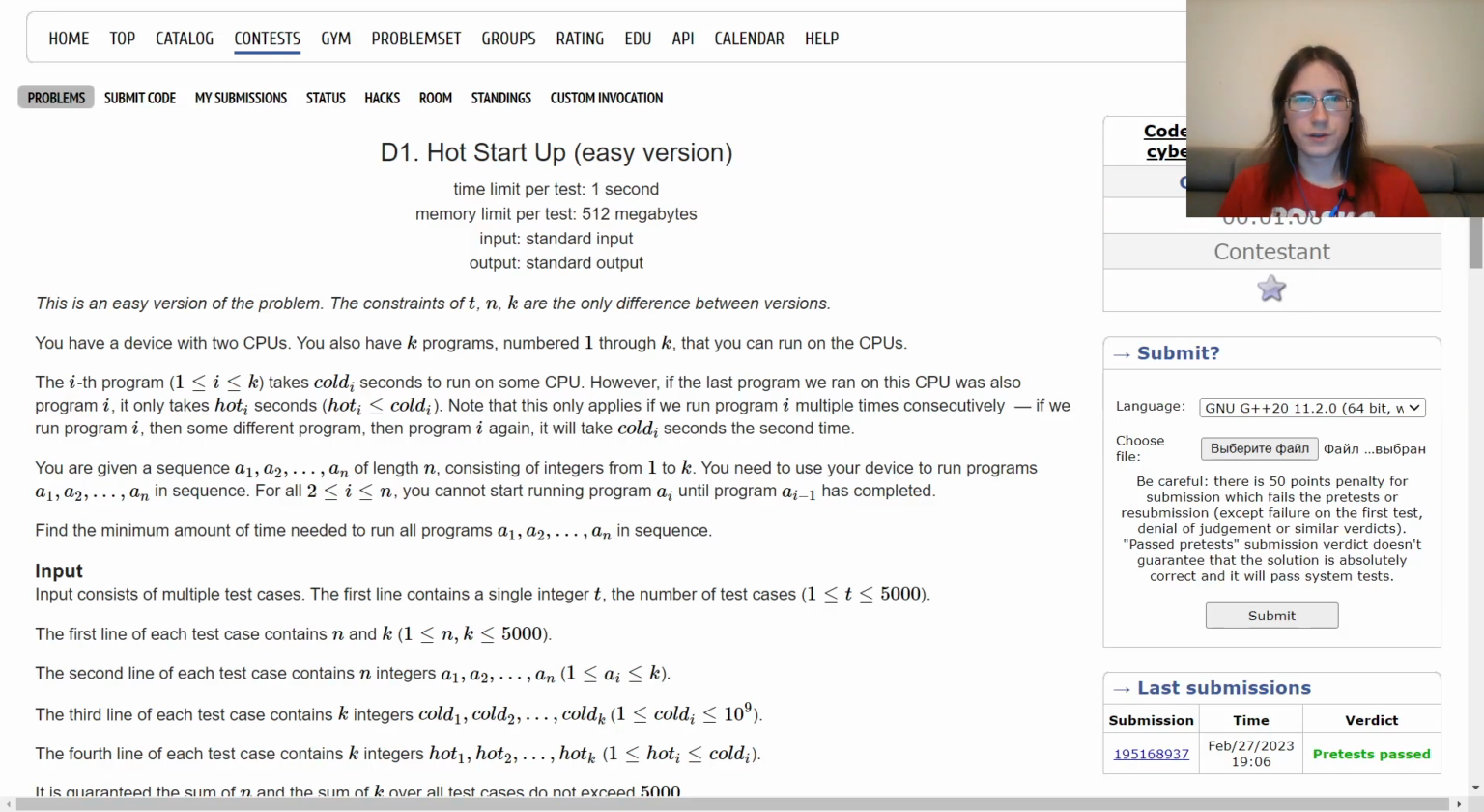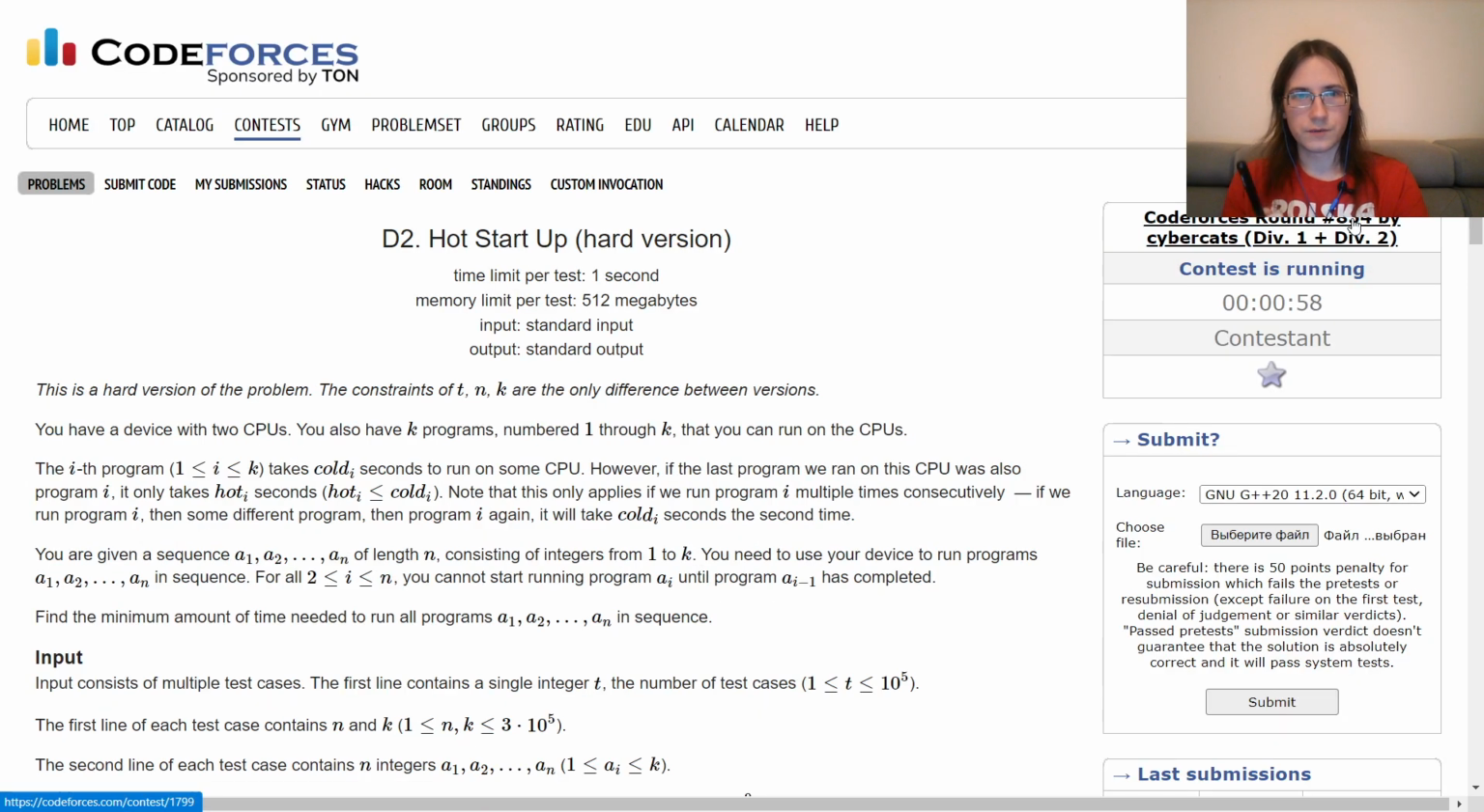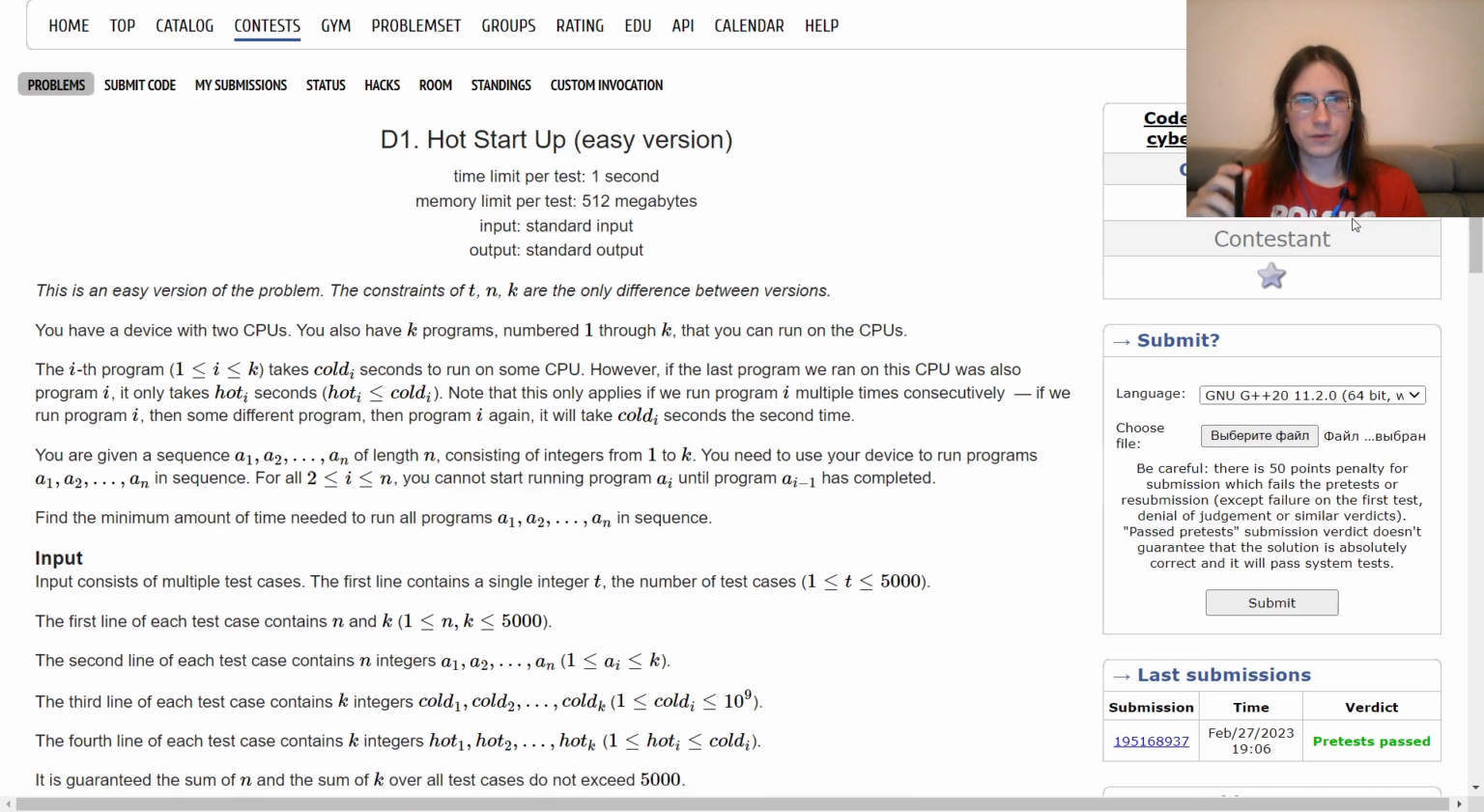I've just finished writing this contest. As you can see, it's still going. And I want to share with you my solution for problem D. We'll solve both easy and hard version. But let's start with easy.